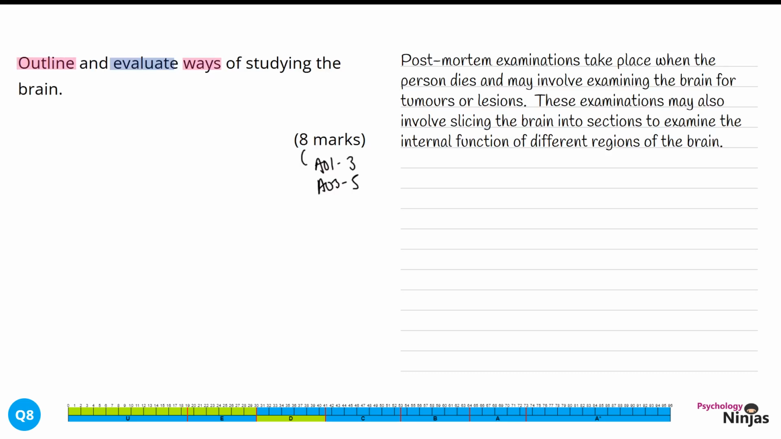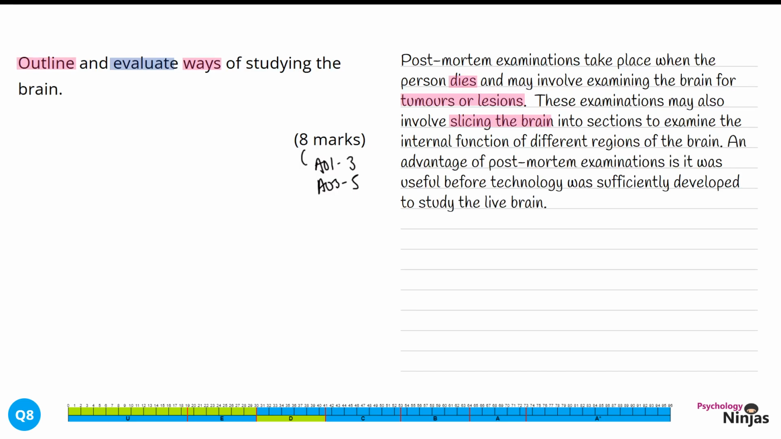Post-mortem examinations take place when the person dies and may involve examining the brain for tumours or lesions. These examinations may also involve slicing the brain into sections to examine the internal function of different regions of the brain. We've clearly explained how postmortems work and that they involve when people have died, and it looks at the brain for tumours and lesions. We've gone further in terms of how we might understand the function of brain structures in a postmortem. And now we're going to evaluate.